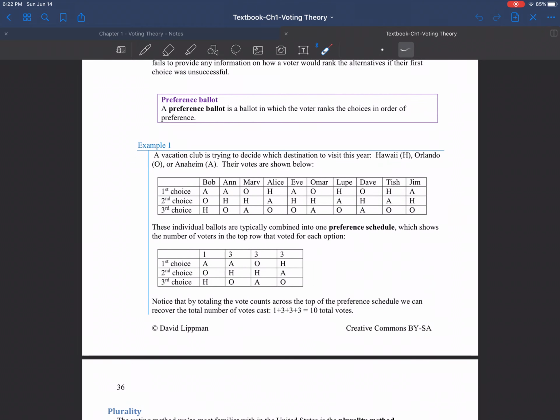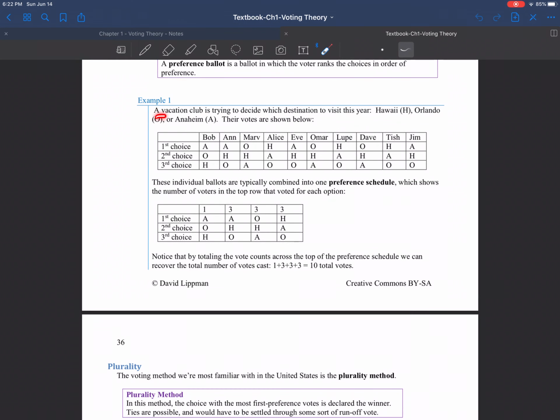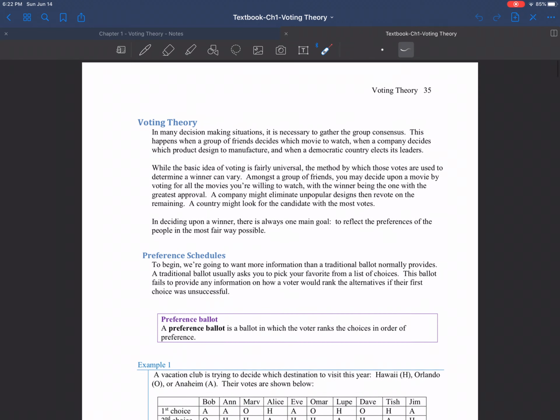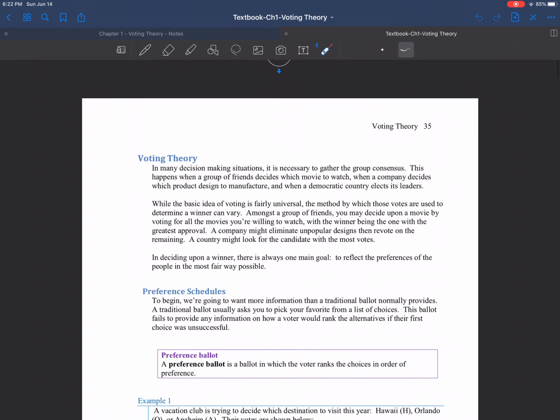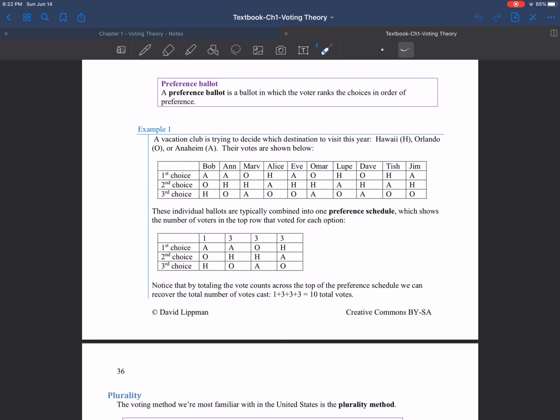First off, here's an example of an election. Let's say a vacation club is trying to decide which destination to visit this year. Hawaii, Orlando, Florida, or Anaheim, California. This is your textbook, this free textbook available online. I'm reading right in the beginning of Voting Theory here. The vacation club is trying to decide where they should visit. Should they go to Hawaii or Orlando or Anaheim?